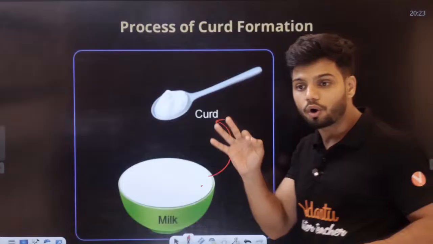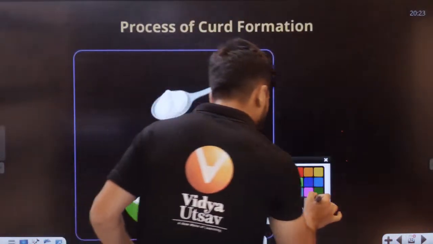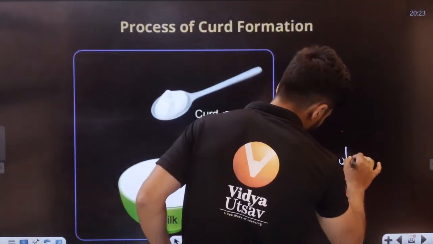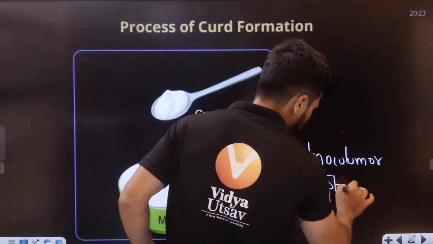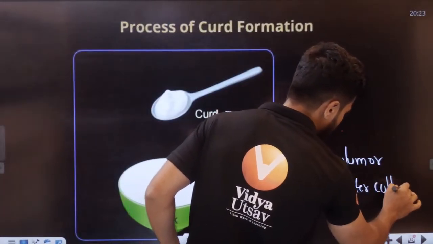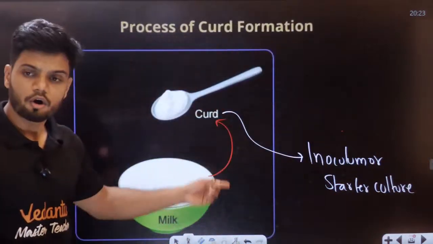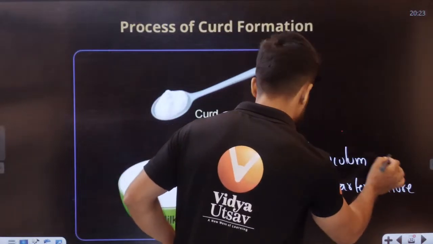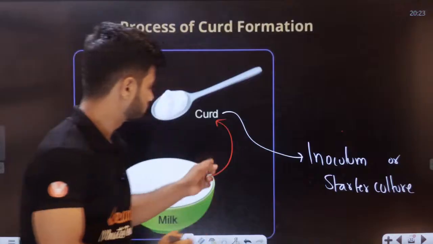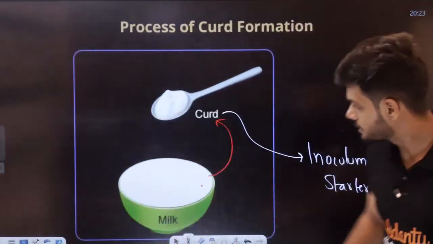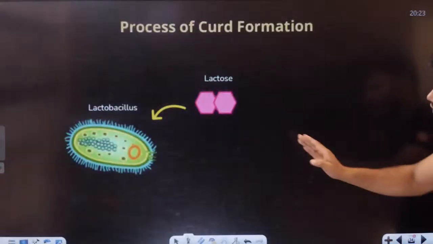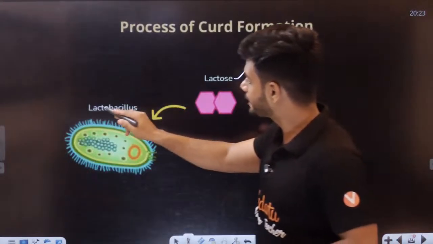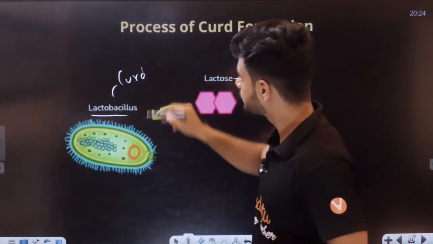Now, I want all of you to remember here, the curd is also called inoculum or starter culture. Now we take this curd and add it into the milk. This lactose was present in the milk, and lactobacillus was present in the curd.